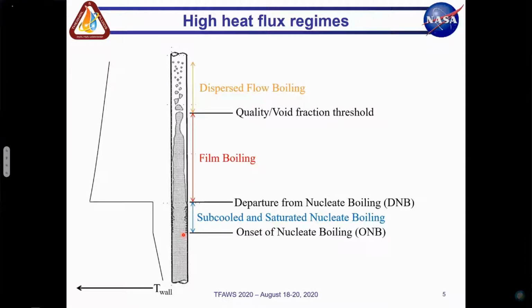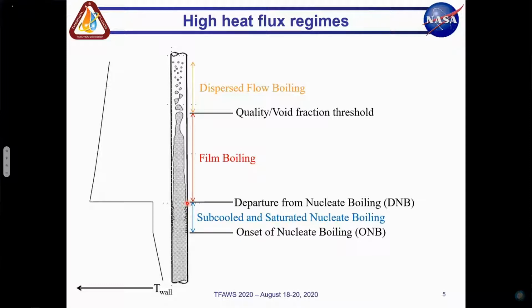So next is the high heat flux case. Starting again from the bottom, we have single phase flow until the bubbles first start to form. This is the onset of nucleate boiling again, just like in the last case. Then we have nucleate boiling until the fluid leaves the wall.